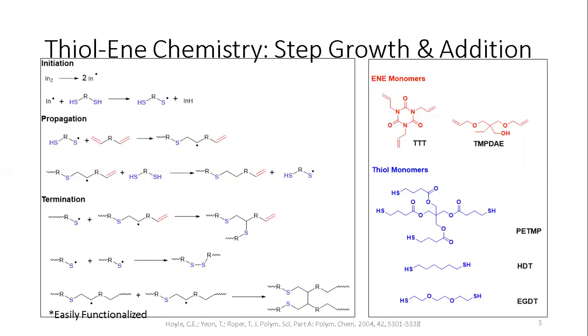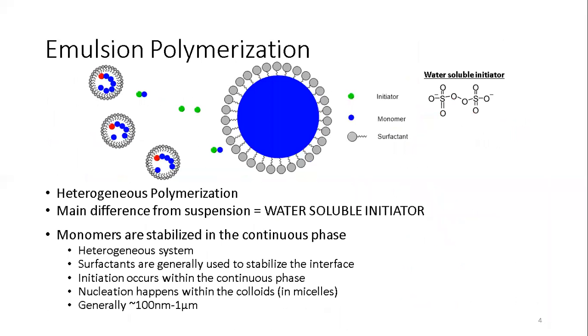On the right, you can see the different reagents that we normally use. So if you want very cross-linked polymers, you can look at TTT and PETMP. Whereas if you want linear polymers, you can look at TMPDA and HDT. So you can get all varieties of different polymers using the same chemistry.